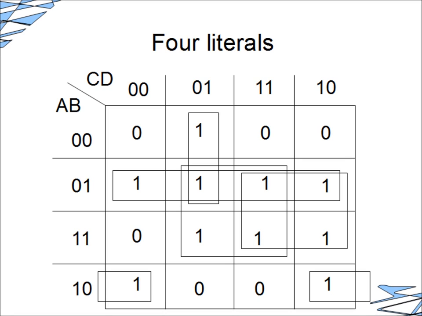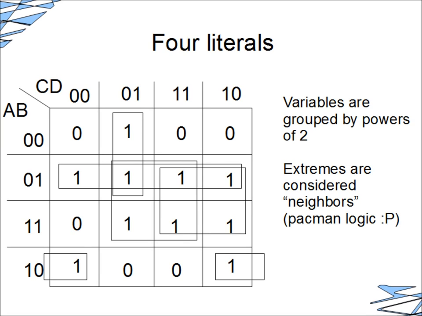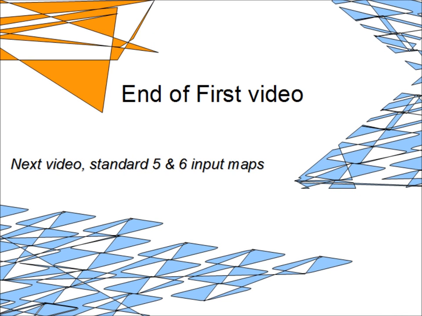I like to think of this as Pac-Man logic, you know. You go out the left and you come out the right. You go out the top and you come out at the bottom, and it's a kind of strange thing. I like that. So, variables are grouped by powers of 2. Extremes are considered neighbors. And this is the end of the first video.